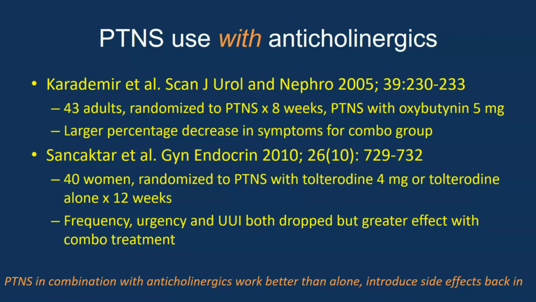I'm not aware of any studies with tibial nerve stimulation and a beta-3 agonist, but the combination with anticholinergics did work better. But we start to introduce the side effects of the anticholinergics. So now I'm taking a therapy with tibial nerve stimulation that really doesn't have major downside effects, and I'm introducing that again with the anticholinergic and the dry mouth and the constipation and, as I mentioned, with the at-risk patient population and the elderly that I might use for this type of therapy. Now I'm adding that anticholinergic burden and polypharmacy and things that we all talk about and worry about.